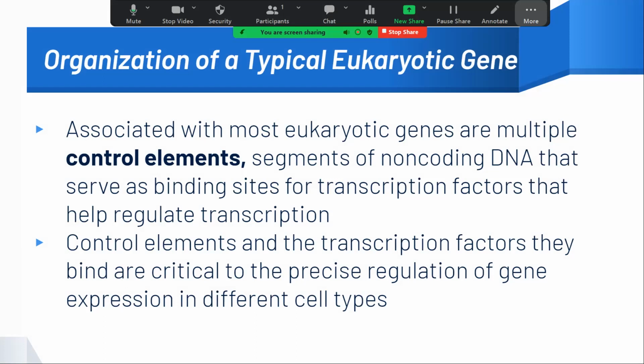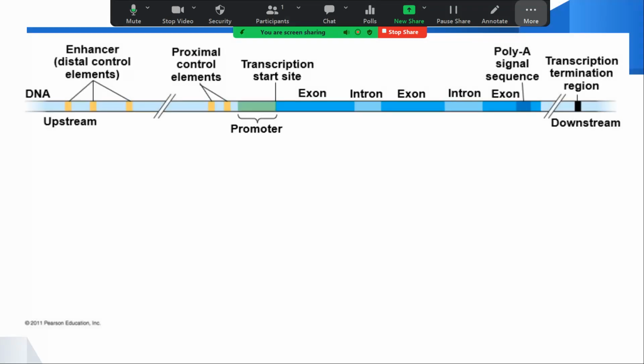So in eukaryotic cells, there are control elements that are segments of the non-coding DNA that serve as binding sites for transcription factors that help to regulate transcription. The control elements and the transcription factors bind, and they're critical to the precise regulation of gene expression in different cell types. So the control elements really help the transcription factors bind on and make the whole process more efficient.